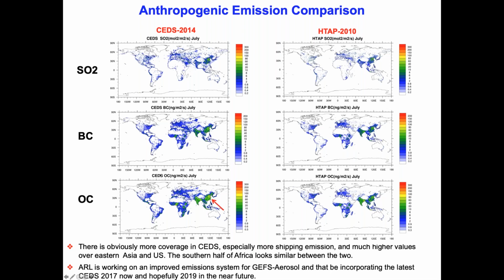However, from this comparison, we can see that even though the CEDS emission has more spatial coverage, especially more shipping emissions, we really see some higher emissions over Eastern Asia and part of the United States. We know that in the last several years, the anthropogenic emissions for these species have been on a decreasing trend in both Eastern Asia and the United States. So, that means the CEDS emission may have bias over these areas.